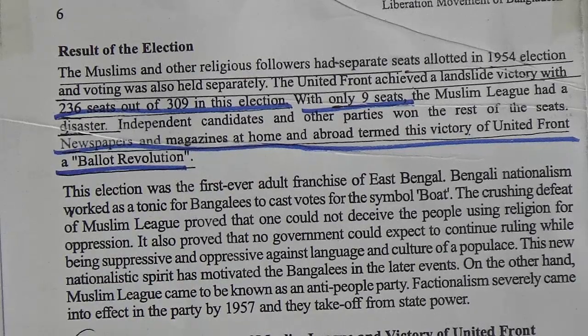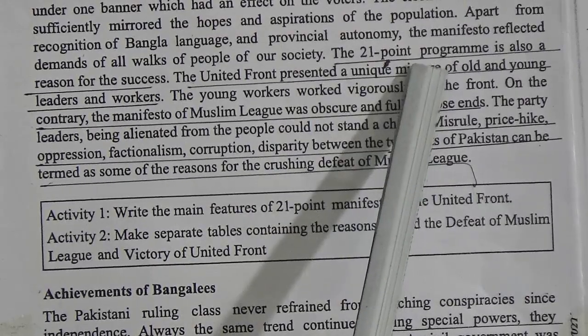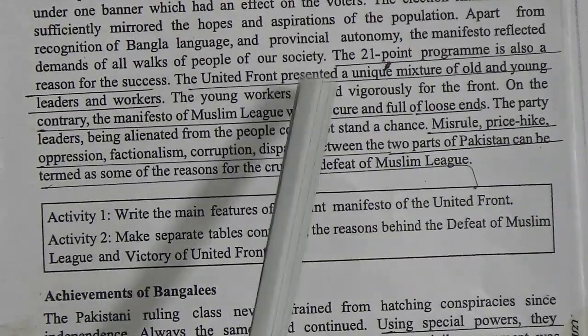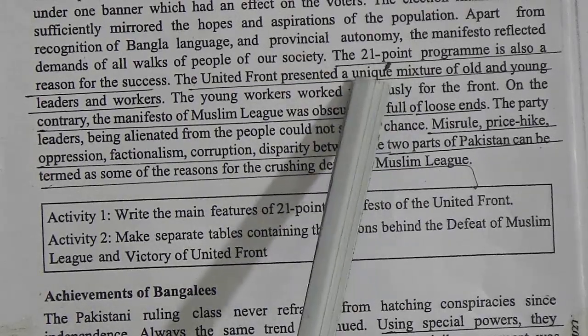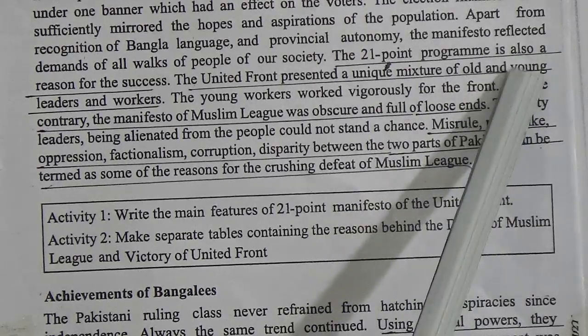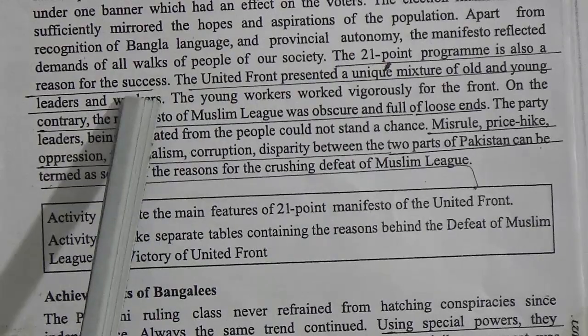Now, the reasons behind the defeat of the Muslim League and the victory of the United Front. There are some reasons, and we will discuss them in the following lines. The 21-point program is also a reason for the success. The United Front placed the 21-point program before the people in 1954, and it was a reason for their success.